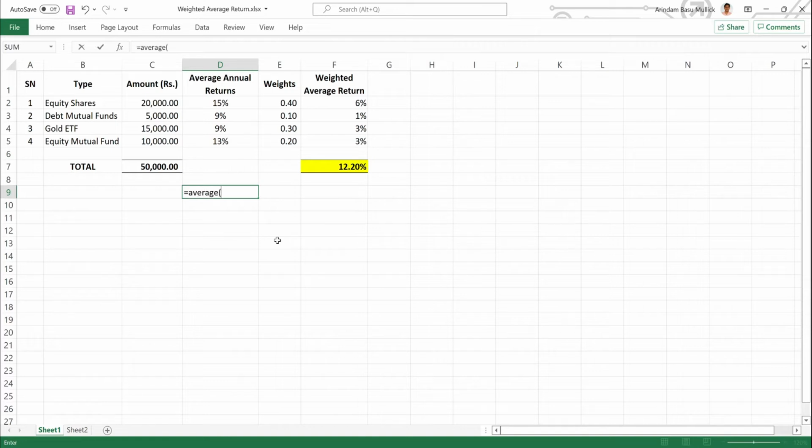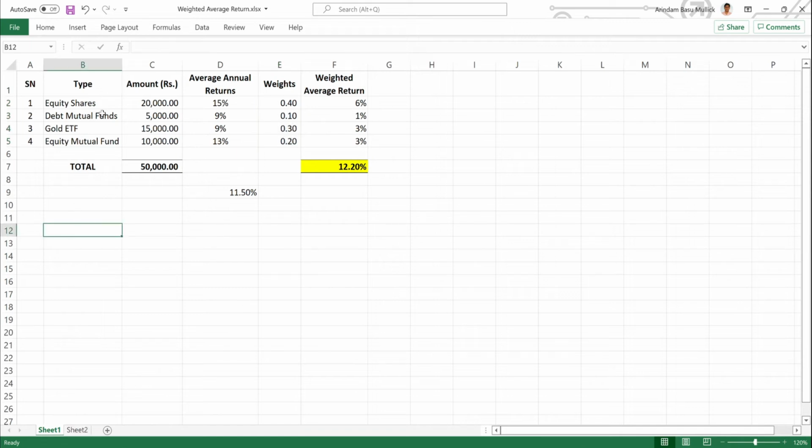Now, if I want to just calculate the overall return of the portfolio by taking the average of the individual returns, that would come to around 11.5%. So you can see there's a slight difference between this amount and the weighted average return. Now, why is there a difference, why is this amount higher? It's because equity shares is giving you the highest return among these 4 categories, and it has the maximum representation also in the overall portfolio size. And that's the role the weights play when you're calculating the overall return.